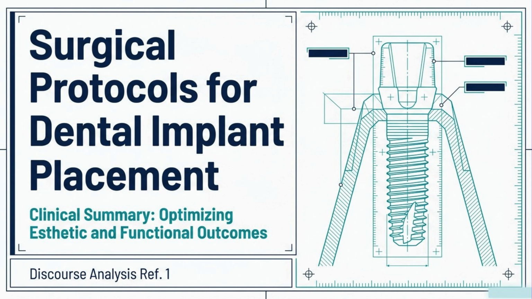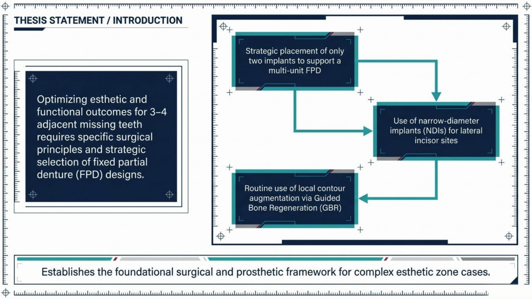Let's begin. When managing complex aesthetic zone cases with 3 to 4 adjacent missing teeth, achieving an optimal outcome requires strict adherence to specific surgical principles. We accomplish this through 3 strategic pillars. First, the strategic placement of only 2 implants to support a multi-unit fixed partial denture, FPD. Second, the use of narrow-diameter implants, NDIs, specifically for lateral incisor sites. And third, the routine use of local contour augmentation via guided bone regeneration, GBR.